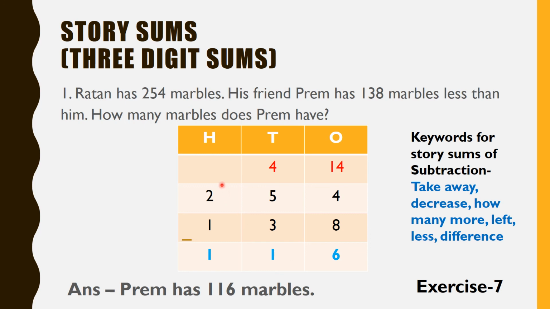And on the hundreds place, you can see that from these two hundreds, we can take away 100 easily. So, the answer will become 100. Okay, so the final answer of this question is 116. And we have to write this answer in this format, that is, Prem has 116 marbles.